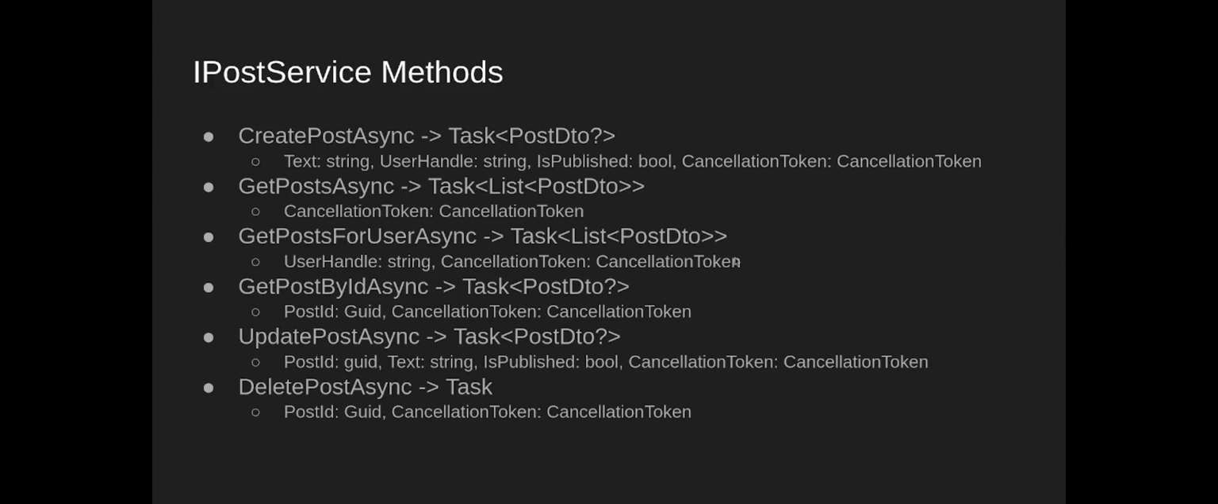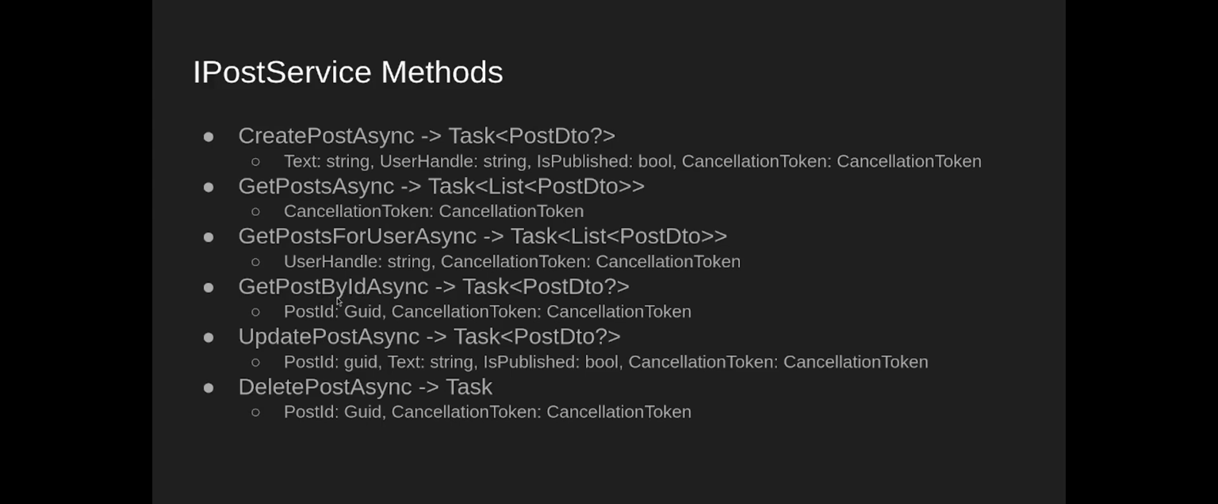And this will take in text, userHandle, isPublished, and a cancellationToken. Then we want to be able to get our posts, which will return a list of PostDto Tasks. And all it takes in is a cancellationToken because we're not doing any kind of filtering on that list. We're just going to return all of the posts sorted from most recent to least recent. And then we want GetPostsForUserAsync, and it will take in a userHandle and a cancellationToken, and it will return a list of PostDto Tasks.